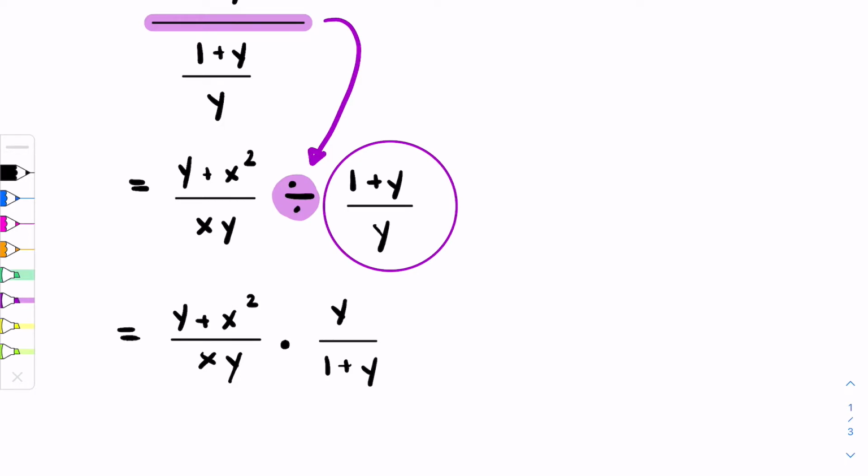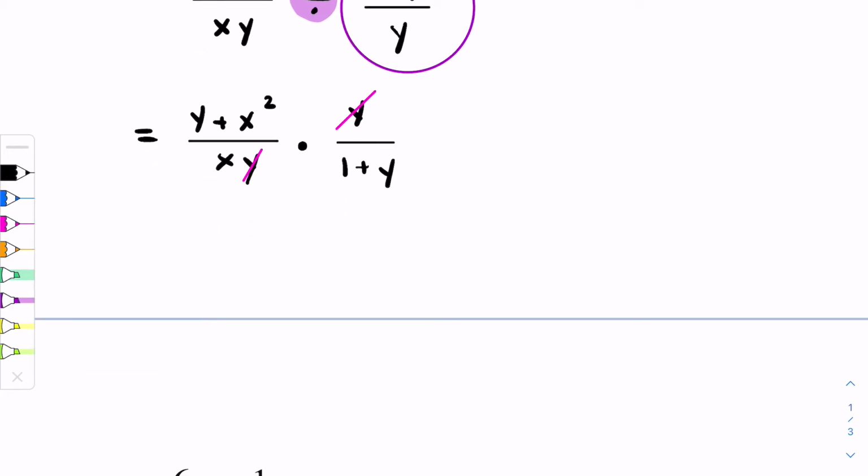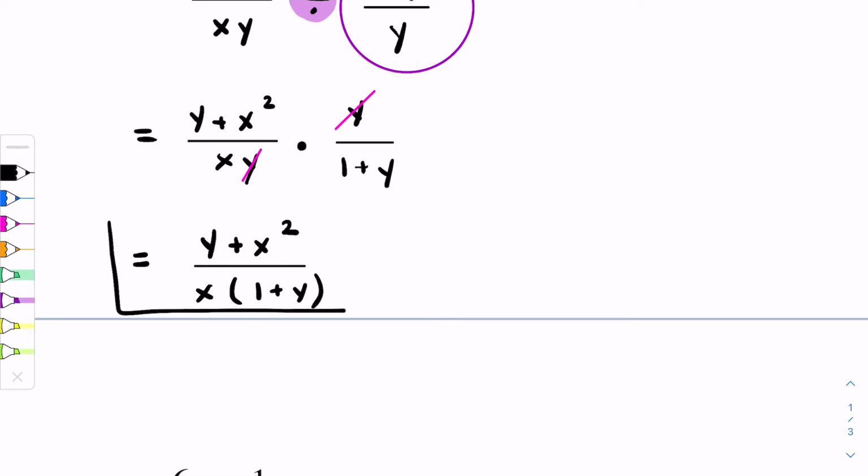Now is when you can simplify anything that is common between the numerators and the denominators. And the only thing that's common is the single value of y. So I'm going to leave my final answer in factored form. I don't think there's any reason to expand this. I'm going to write this as y plus x squared in my numerator, and as for my denominator, I have left x times 1 plus y. So my final answer is x multiplied by 1 plus y in the denominator, and this is your simplified complex fraction.